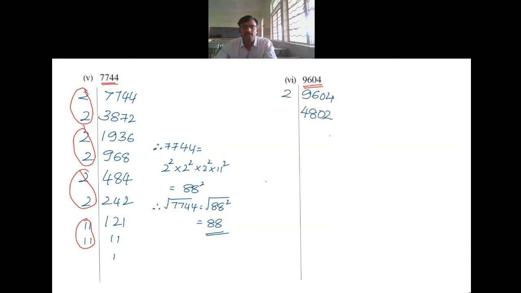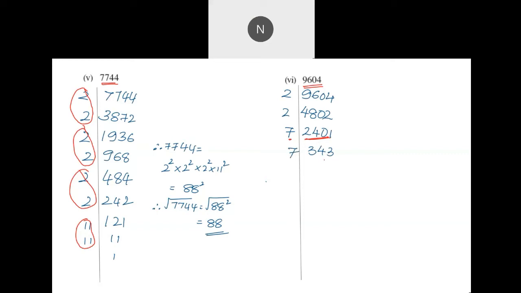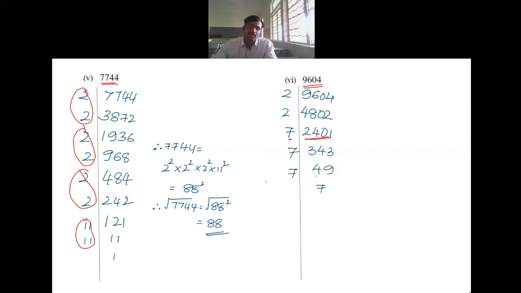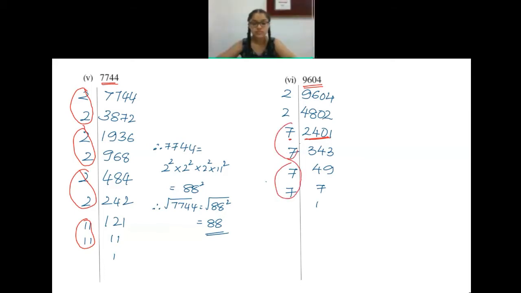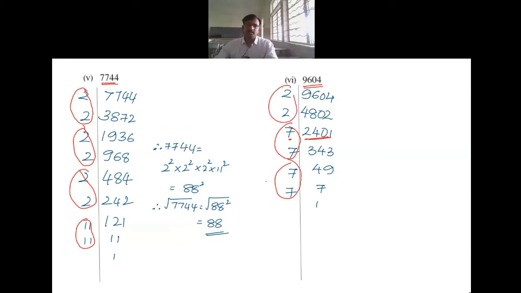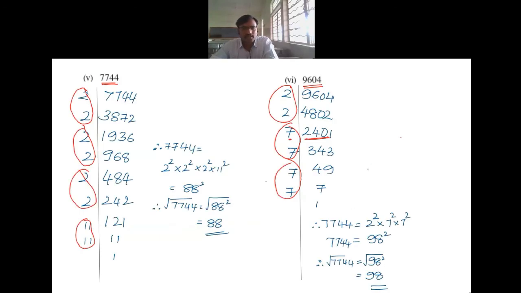So 4802, then 2401. Now it is not divisible by 3. You have to consider 7. 343, then 49, then 7, then 1. Though the number of pairs is small, the numbers are larger. So we get a larger answer. The answer has come here: 98.